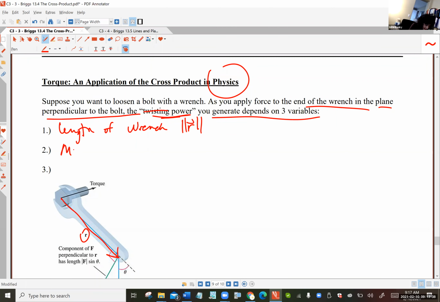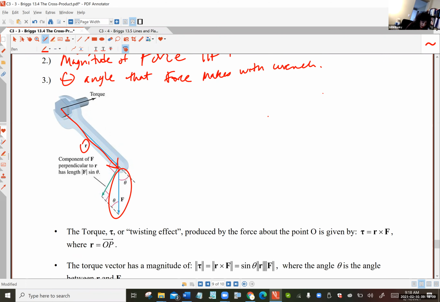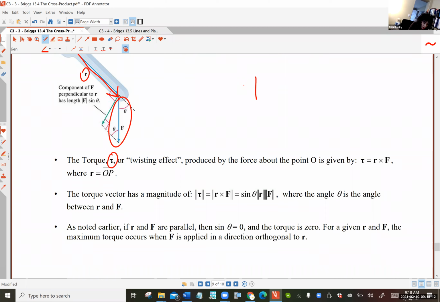Okay. And then the magnitude of the force that you're applying. I'll do English, and then I'll do the math. So we'll do magnitude is some F. And so in this picture here, the F is right here. And then theta is the angle that the force makes with the wrench. Those are the three things that come into play when you're doing torque. Okay, the notation for torque is tau. Tau is the Greek letter for the letter T, and they use it for torque.